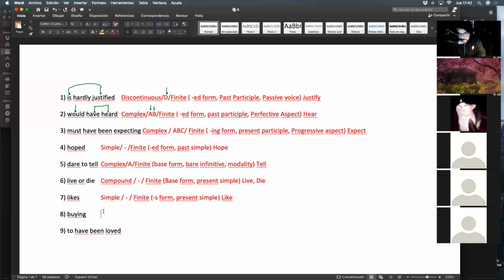Okay, buying, the same idea, also simple. There's no modality. ¿Alguien le puso letra C a esto? No es letra C, no es nada. ¿Por qué no es letra C? Porque no tiene verbo to be. El progressive o perfective aspect o passive voice requieren de la presencia de ambos verbos. En este caso solo está buying, así que solo non-finite.